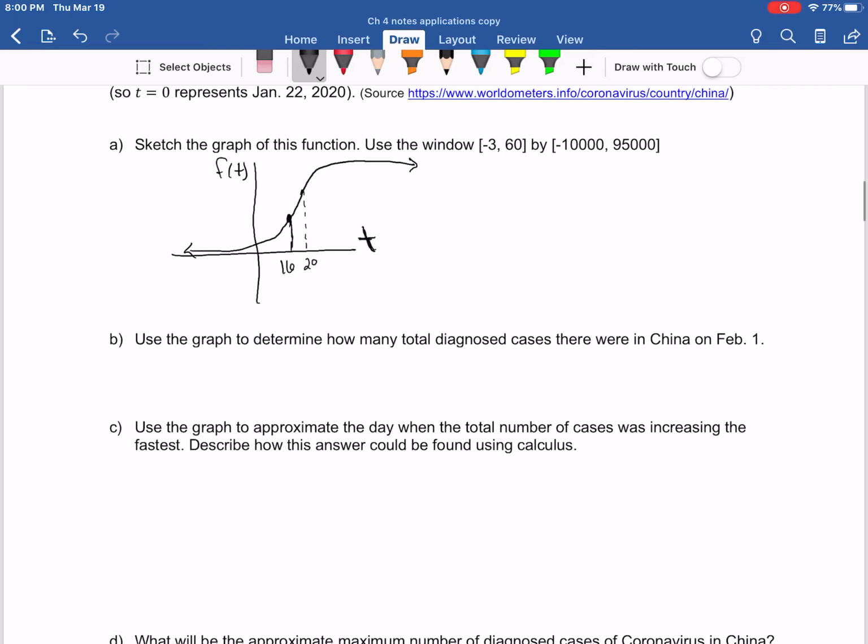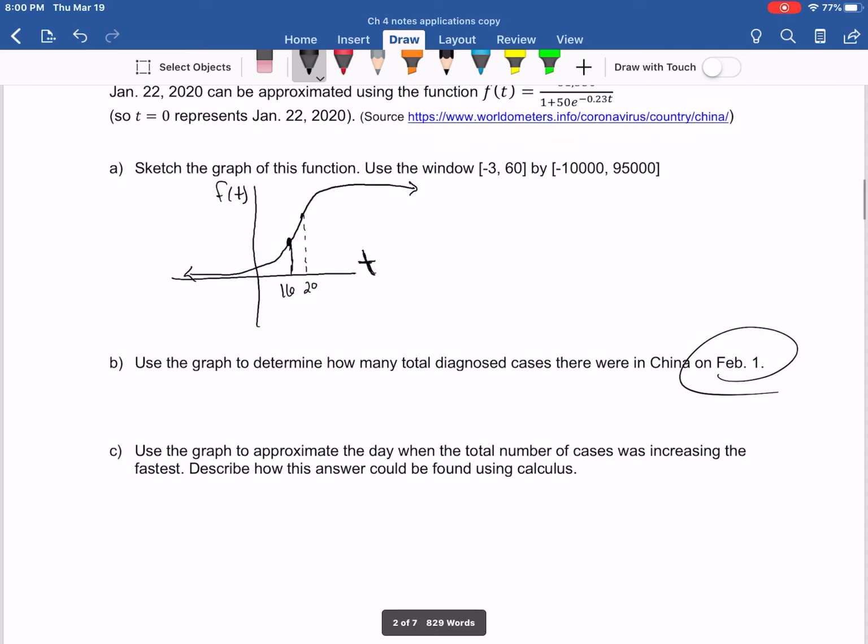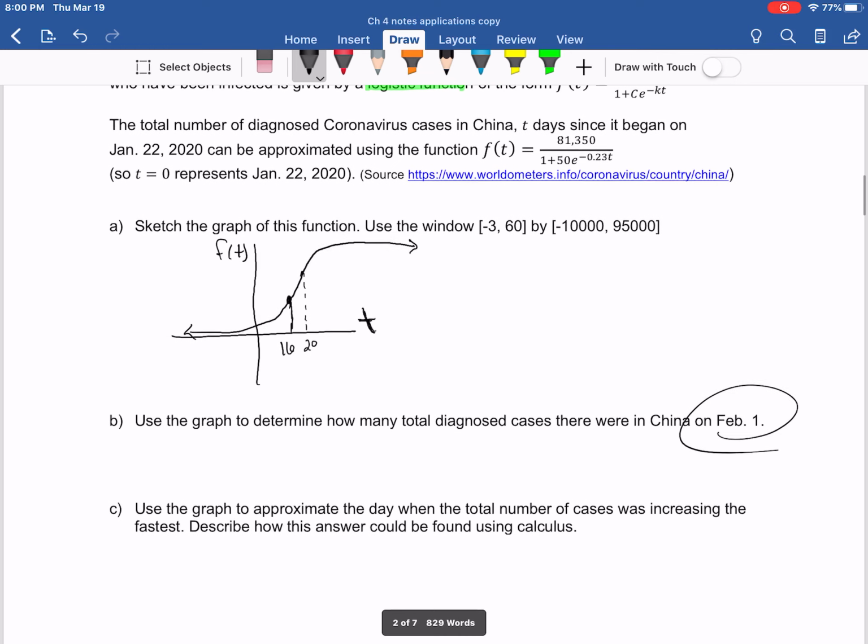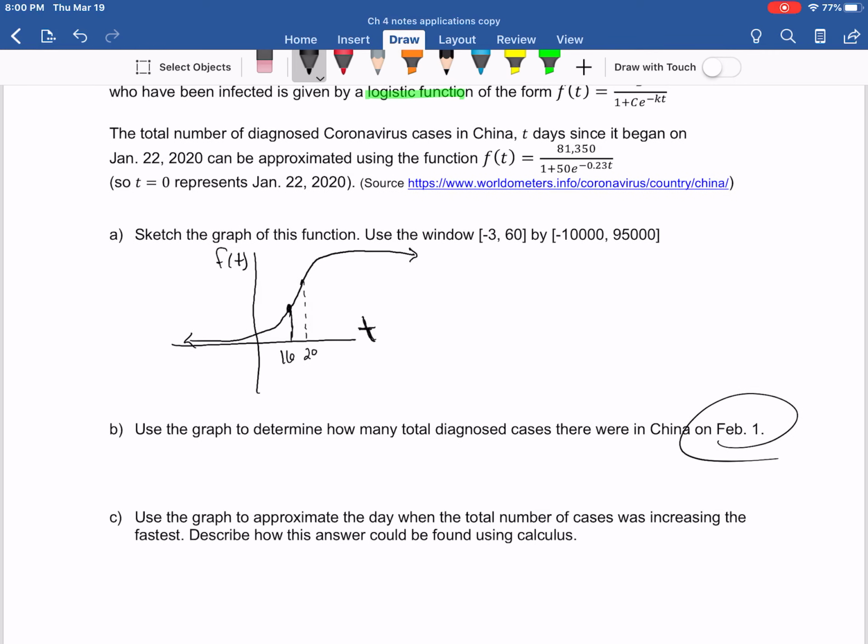Use the graph to determine how many total diagnosed cases there were in China on February 1st. And so February 1st is how many days after the start of our function. So up here it tells you t is equal to 0 represents January 22nd. All right, so the first day later would be the 23rd. So let's see, there are 31 days in January, so let's count all the way to February 1st. How many days would that be after the 22nd?